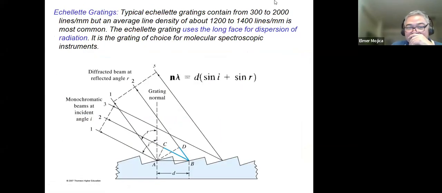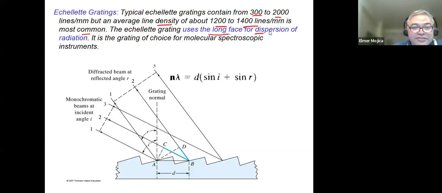And I discussed to you the so-called echelette gratings. Typically, echelette gratings contain about 300 to 2,000 lines or grooves per millimeter, but an average line density of about 1,200 to 1,400 lines per millimeter is most common. They use the long face for dispersion of radiation. It is the grating of choice for molecular spectroscopic instruments. So this one is better.